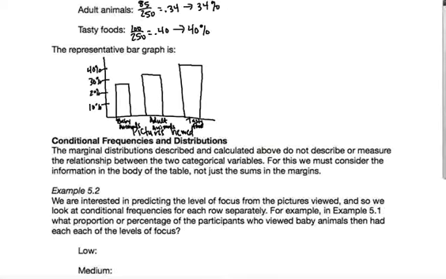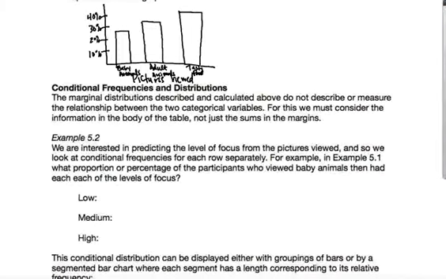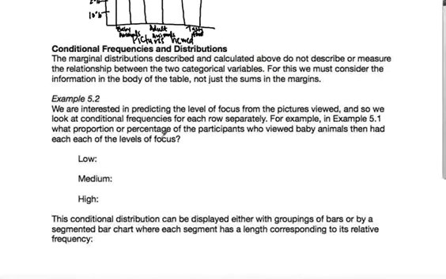So when we look at conditional frequencies, those are when we combine information. In order to consider the information in the table, you're going to have to look not just at the sums and the margins, but at the whole thing. In example 5.2, we're interested in predicting the level of focus for the pictures viewed, so we look at the conditional frequencies for each row separately.